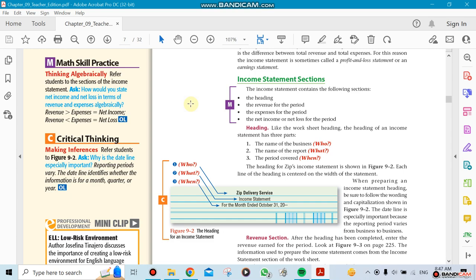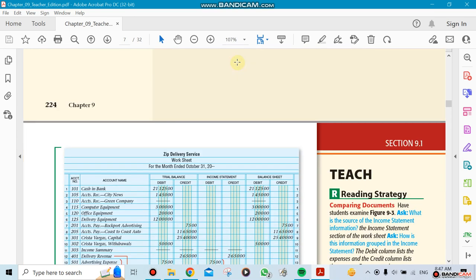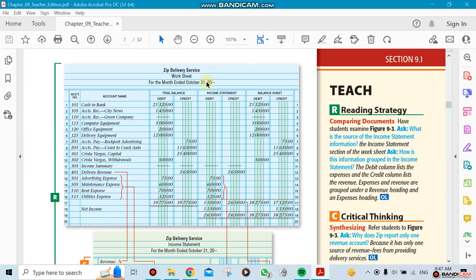Now, I'm going to show you how it's going to look. So, for example, look at this one here. This is the worksheet from chapter 8. What does the worksheet have in it? We have the second two columns, which is the income statement. You can see that you have revenue here and you have expenses here. Now revenue minus expenses, you're going to end up with either net profit or net loss. Net profit means we made money. Net loss means we lost money. So this is what's going to show here.